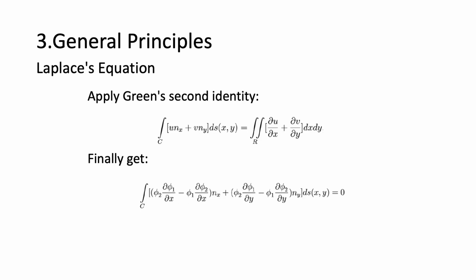Applying Green's second identity, finally we can convert the double integral over R into a line integral over C. It can be used to derive a boundary integral solution for the two-dimensional Laplace equation.